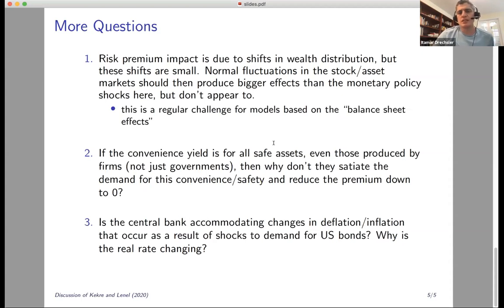So, if it applies only to government bonds because it's the special safety of the U.S. government, then it's clearly limited by how much the U.S. government wants to produce, and they may not produce it if they need other reasons to produce it. But if the financial sector can produce it, then it's not clear why they shouldn't just satiate this demand and drive down the safety premium to zero.